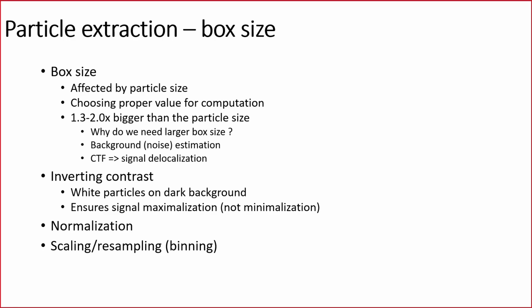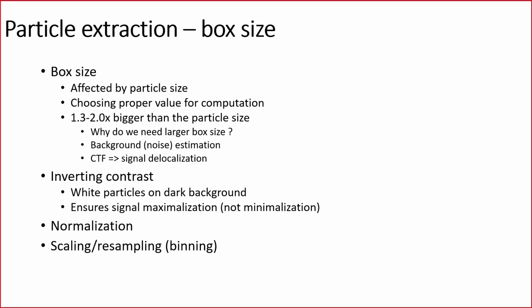And here is a thing that many of the people who are starting with cryo-electron microscopy do not do properly, which is setting the box size. The box size is of course affected by the particle. The box size is the area of the micrograph that we are selecting as a single particle. So the bigger the particle we have, the bigger box of course we will need to include all of the particle inside the box. Yet we cannot choose a very large box because then the computation will be very slow.